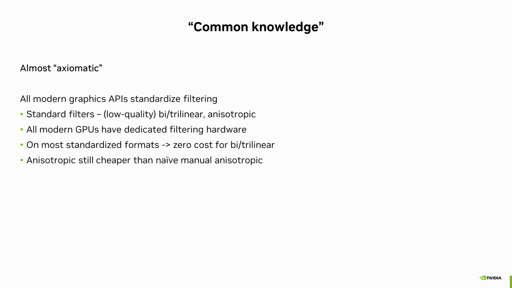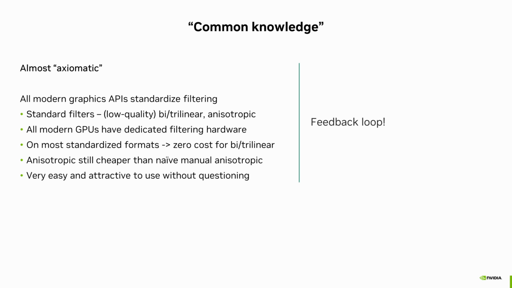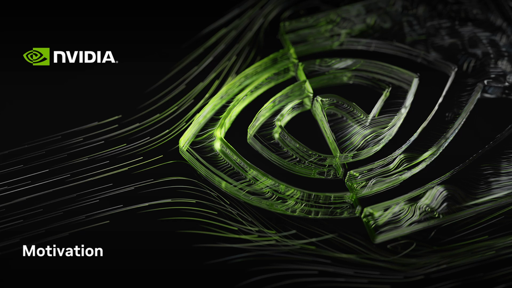Because of this low cost and common support, it's very easy and attractive to use that traditional framework without questioning it and, let's be honest, without thinking too much about it. This creates a feedback loop. We use it because it's easy, and then the next time we want to do texture filtering, we assume it's the correct or maybe even the only way. This is just the way we do texture filtering, right? This brings us to our initial motivation. The case when we could not use hardware filtering, and because of this started to question everything we knew about texture filtering in graphics.